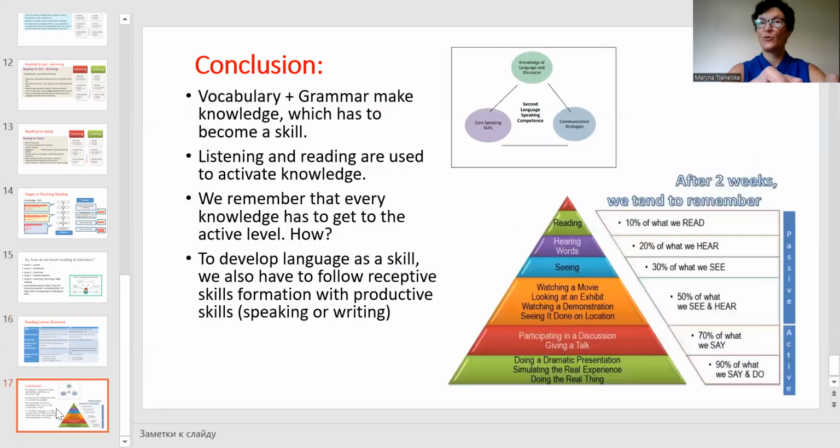So we are already here, and we see that reading is still a receptive skill. When we do reading, we don't remember a lot. When we do reading and hearing, when our students read, discuss, we already remember much more, but only if we actively participate in a discussion and discuss the text. When we make it a part of our speech production, we remember much more, and we go from passive to active learning.